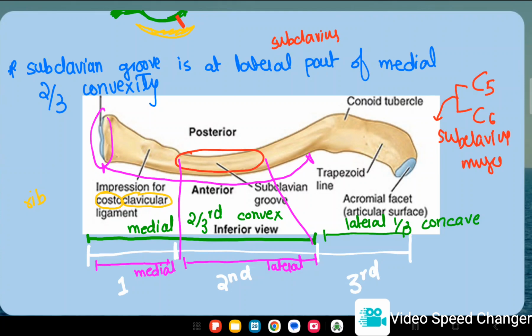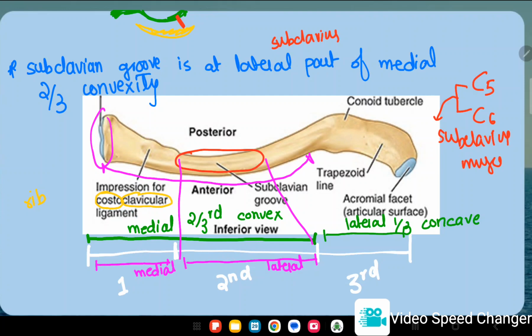Right. In some books, to confuse students, I think, they have not said exactly where the subclavian groove is present. Yes, the subclavian groove is present in the medial two-third convex area, but to be really exact, we have further divided the medial two-third into first, second, third parts. The second part has the subclavian groove. The first part has the costoclavicular ligament, right?